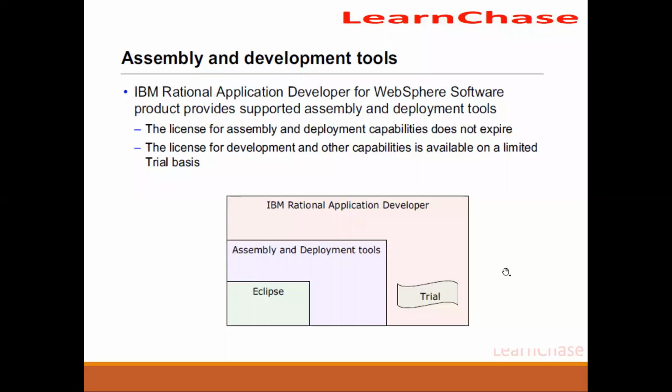Coming to the assembly and development tools, how will you use this while developing a Java application? Normally the freeware is Eclipse, and the paid version is IBM Rational Application Developer. It's also built on top of Eclipse, and you can develop code using Eclipse and directly publish to the server itself.